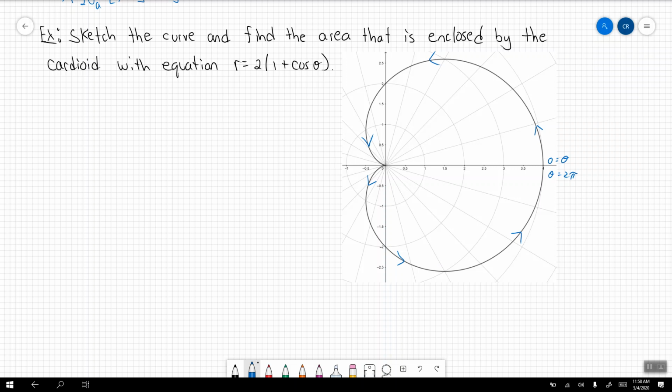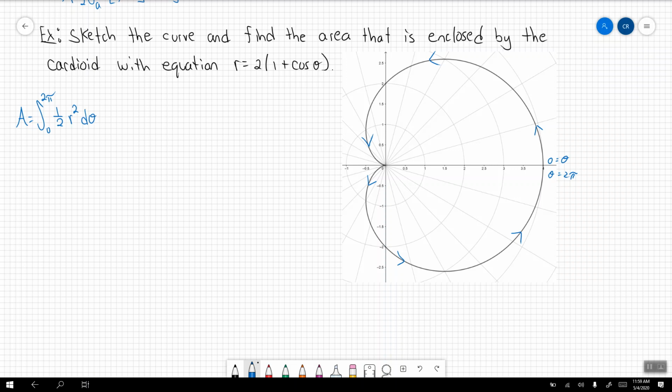So as we start looking at this, we have to find the area inside of this cardioid. Working with the area formula, we can see it's going between 0 and 2 pi. Since we don't have a different function to find the area between, we're just going to say this is 1/2 multiplied by r squared d theta.